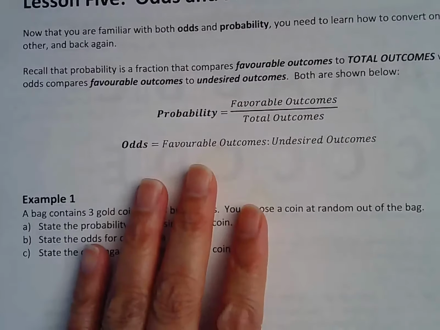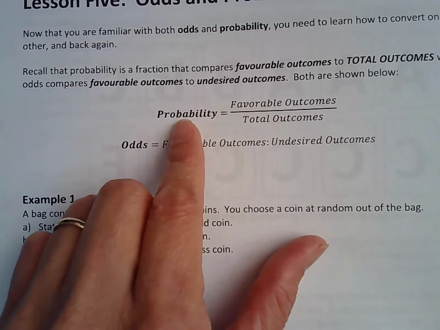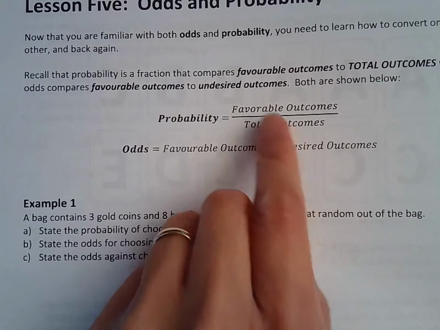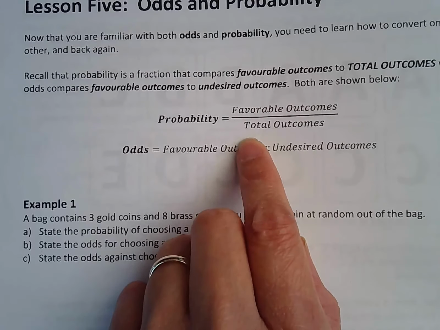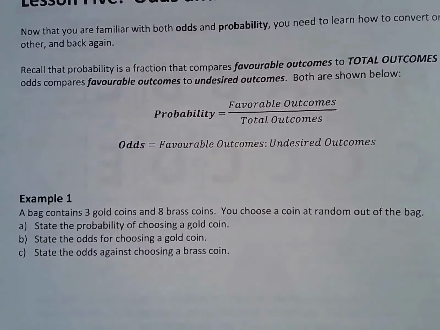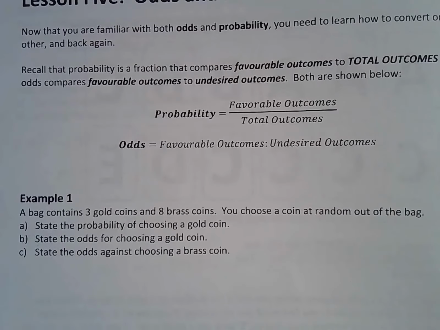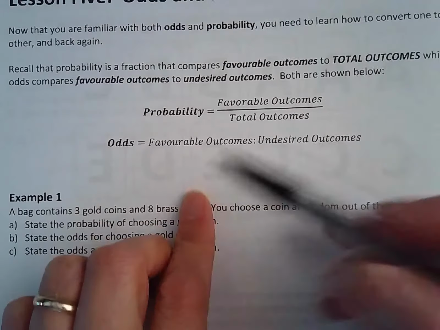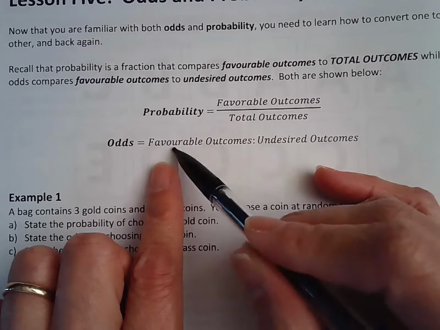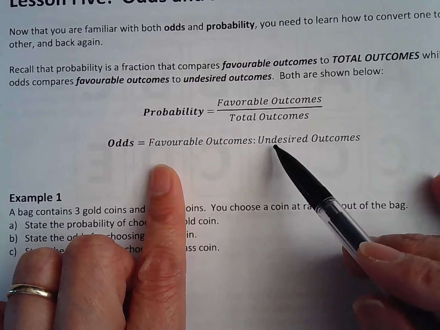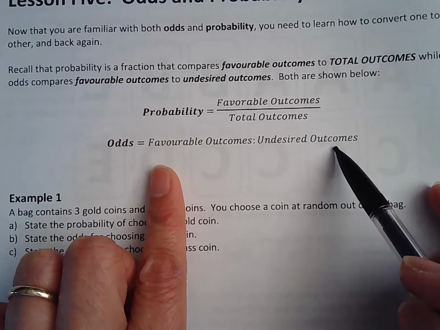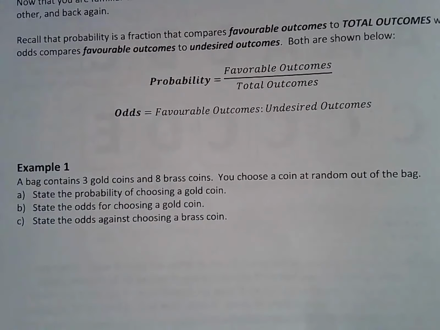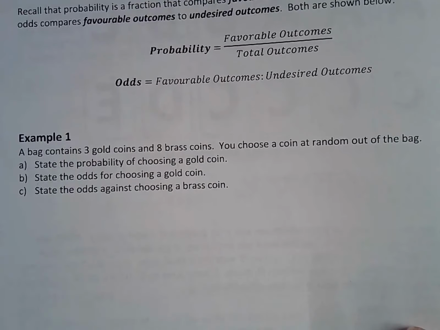So let's just take a look at the word probability. When we talk about probability, it's favorable outcomes divided by all of the total outcomes, so all of them. Where odds, on the other hand, is a comparison from favorable outcomes to unfavorable outcomes. Okay. I think it's better to do the example. So let's just jump into example number 1.